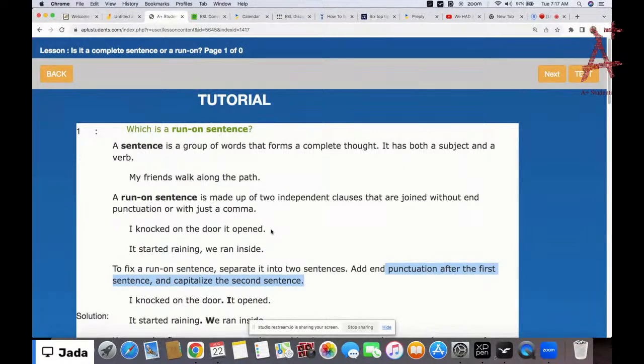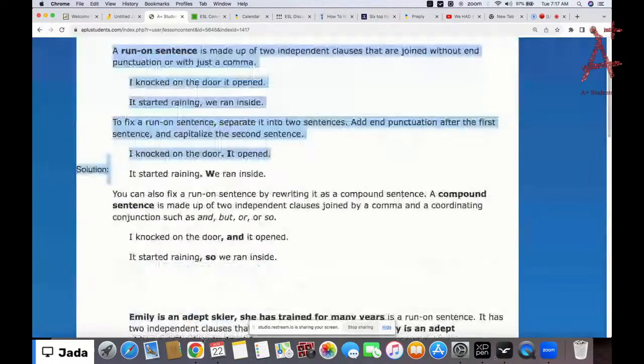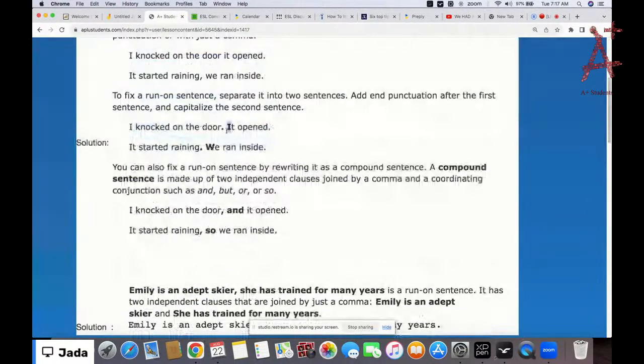And then for the second sentence, you have to change it and begin with a capital letter. Look at this: I knocked on the door. It opened. You see that the it now has been made a capital letter, because when you're starting a sentence, the first letter in that sentence needs to begin with a capital letter. And then the next one: it started raining. We ran inside. That's literally two sentences joined together that should be separated, but it has a comma.